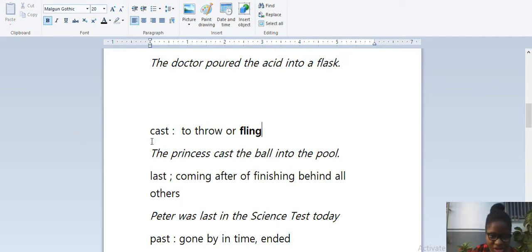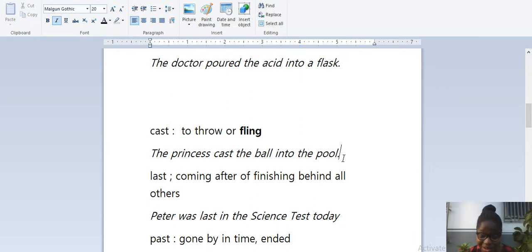All right. So we have a sentence here. The princess cast the ball into the pool. Now, I know it's not important, but let me try and help you understand this sentence a bit more, because that's an interesting backstory. Now, if any of you know the story, it's a Disney story, one of these fairy tales. The Princess and the Frog.